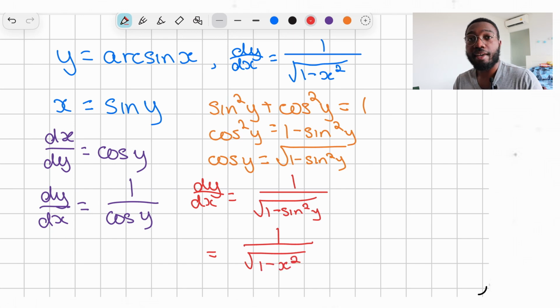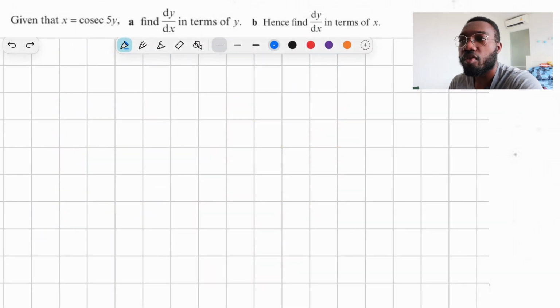And if we know that, therefore, that would just be 1 over the square root of 1 minus x squared. So for this question, we have that x is equal to cosec 5y. We need to find dy over dx in terms of y, and then after that, we need to find dy over dx in terms of x.